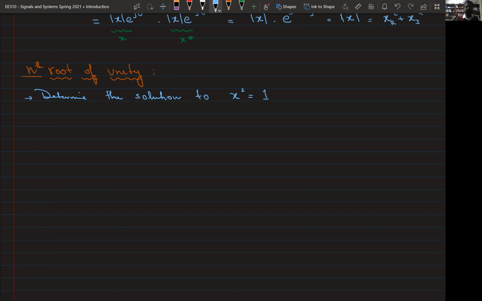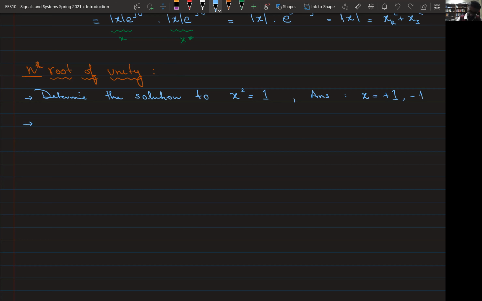So there are two unique solutions to this equation, right? One of the solutions is plus 1 and the other one is minus 1. So x equals plus 1, that's one solution, and minus 1 is another solution. Okay? So far, so good.